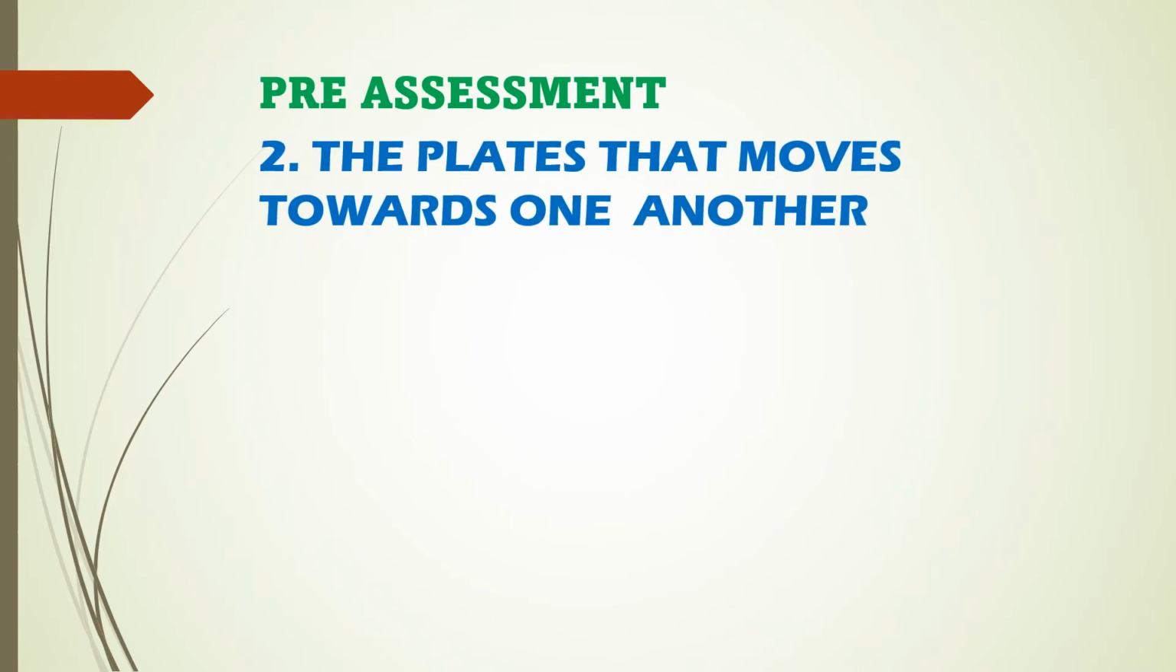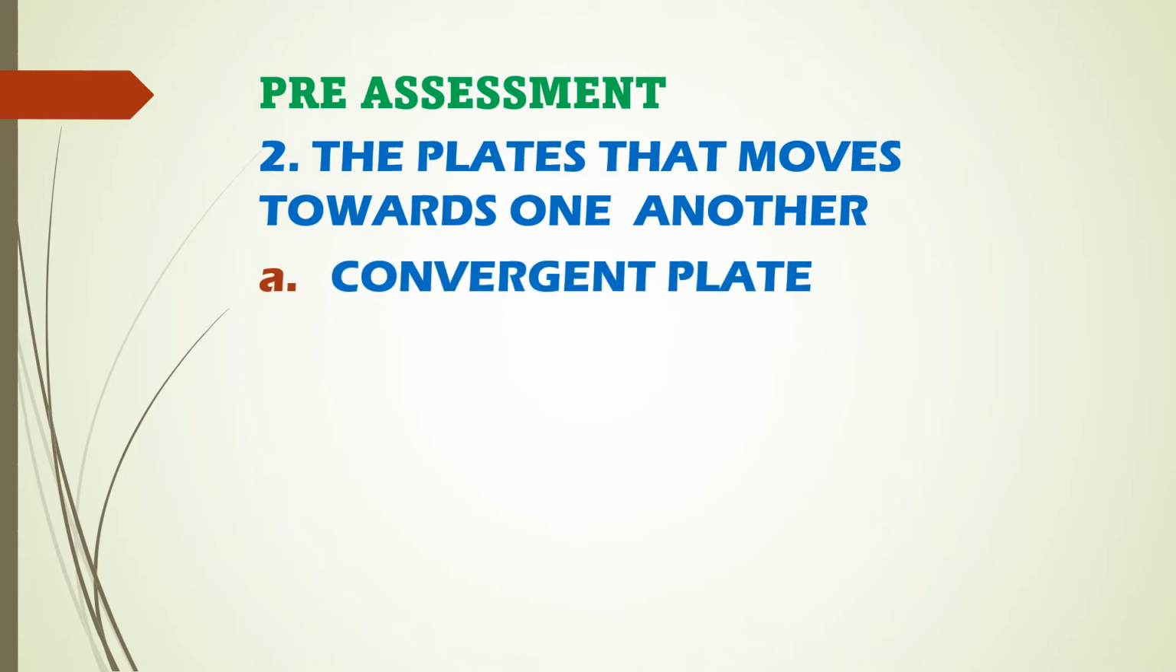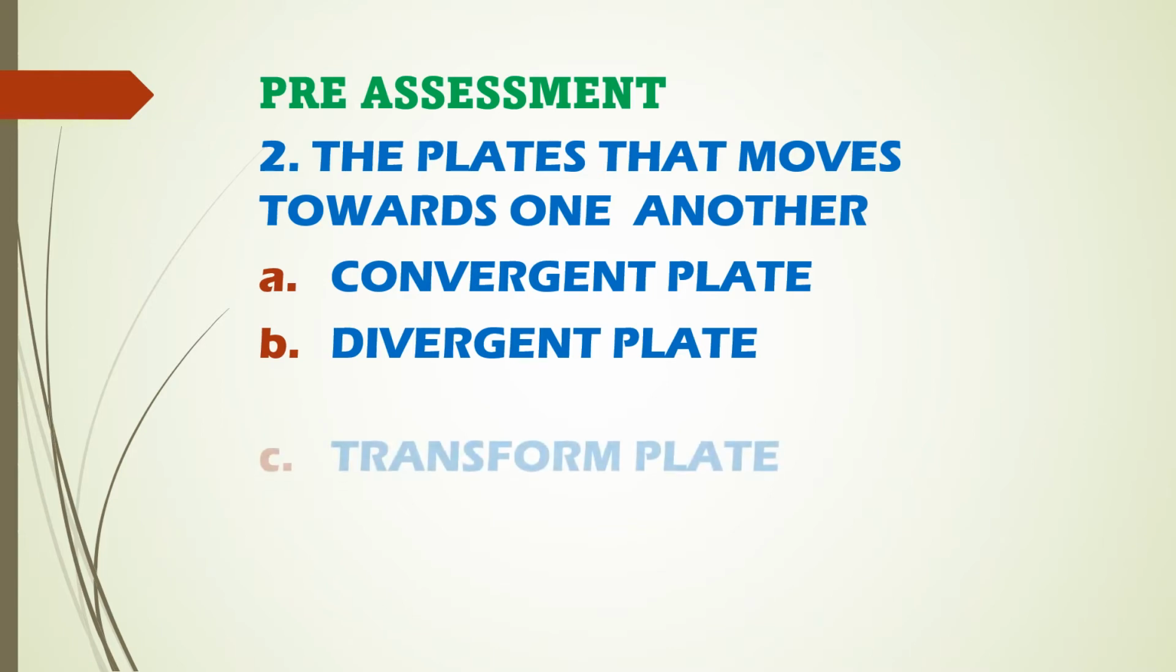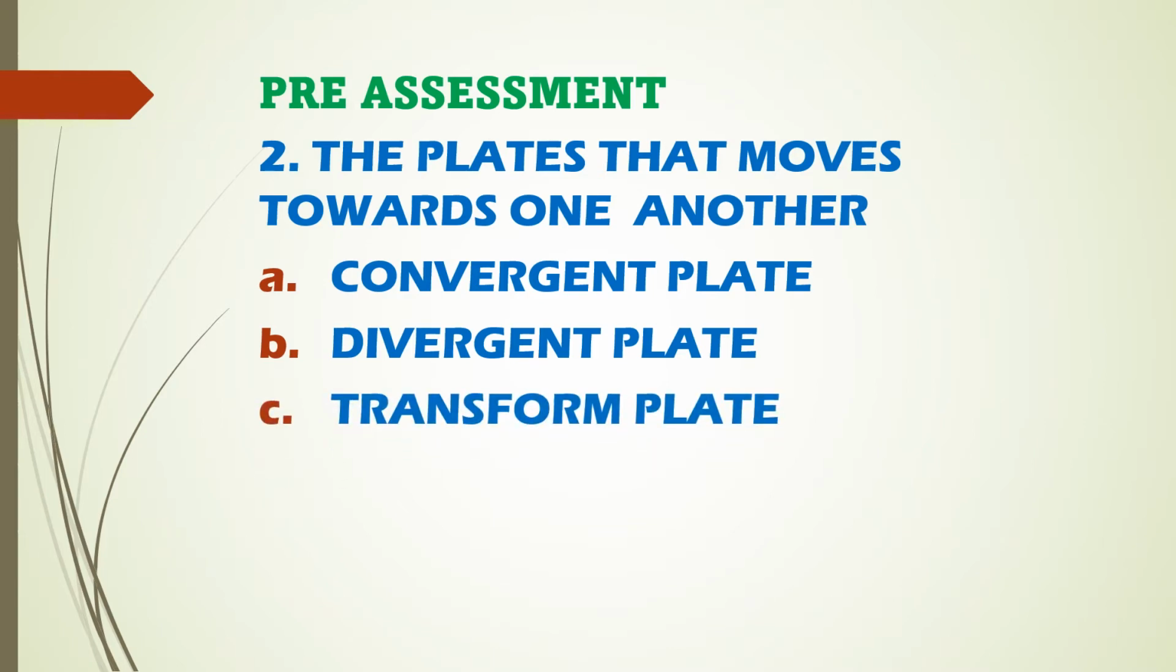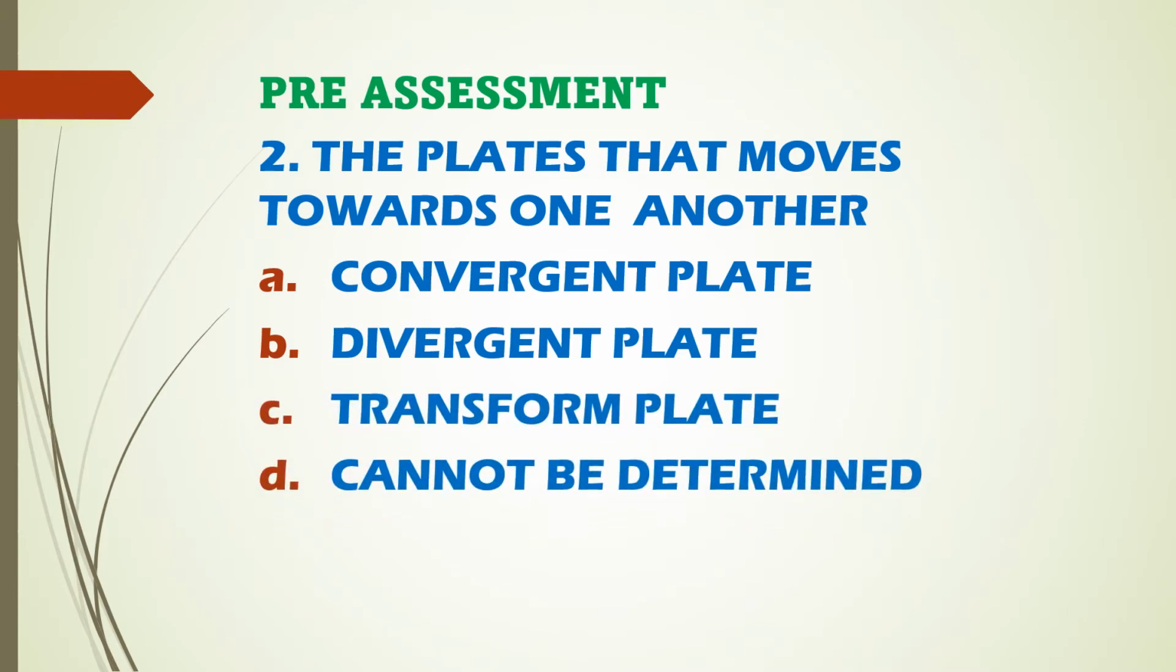Number 2. The plates that moves towards one another. A, convergent plate. B, divergent plate. C, transform plate. D cannot be determined. The answer is convergent plate.